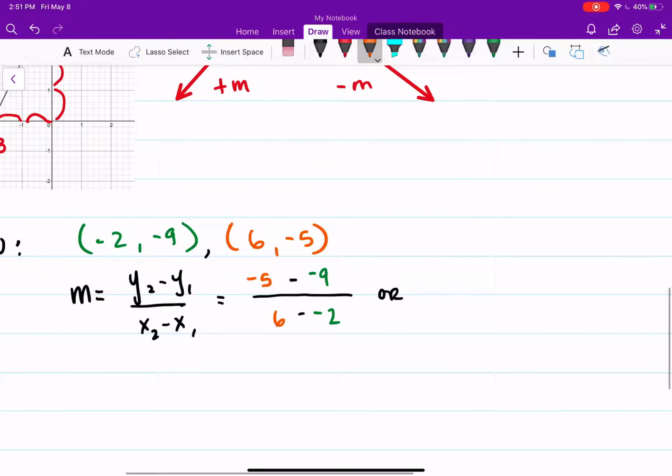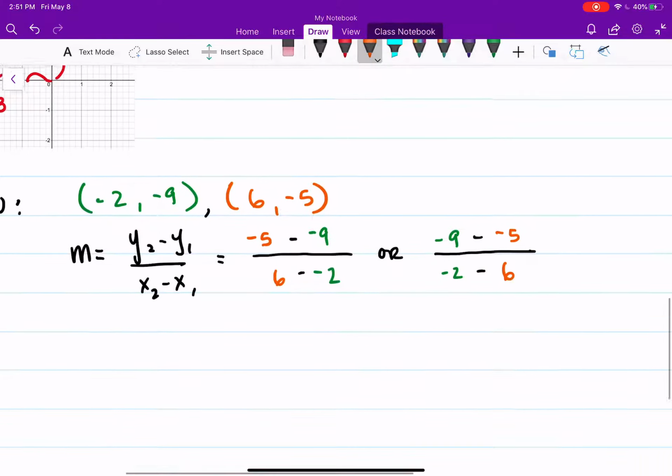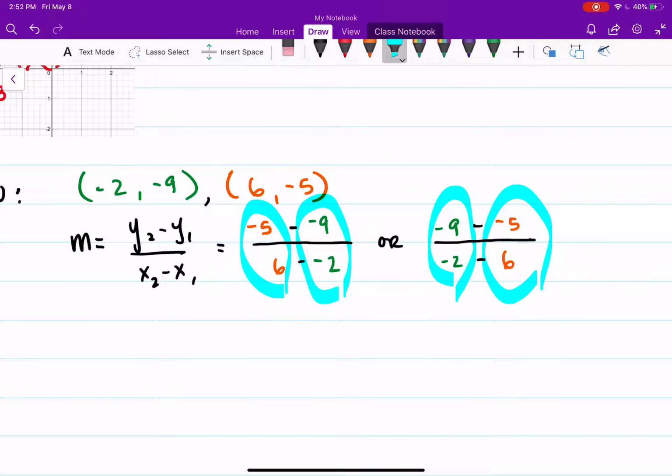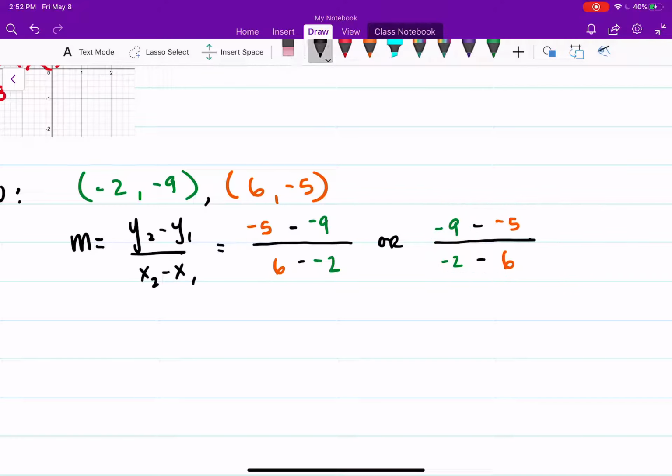That looks better. Okay. Or I can say, I'm going to put -9 here and -2 here, minus, and put -5 here and 6 here, okay? So notice that this is the orange point going first, and then the green point going second, and then this one has the green point going first, and then the orange point going second, okay? And notice that the y values are on the top and the x values on the bottom.